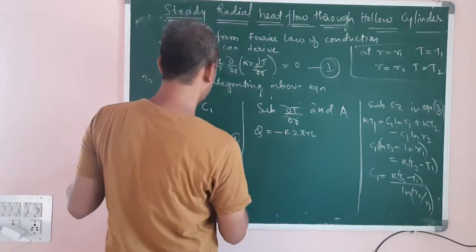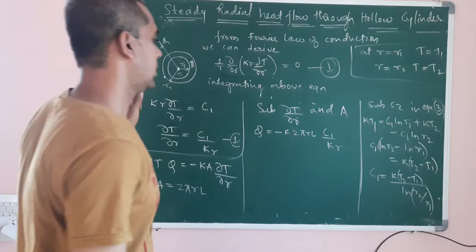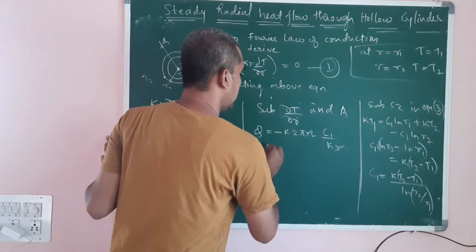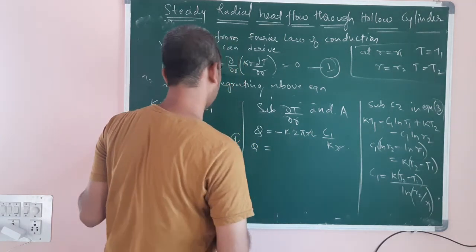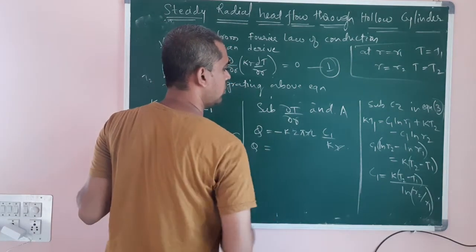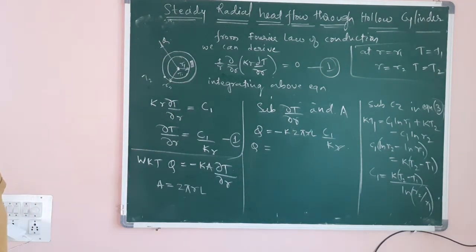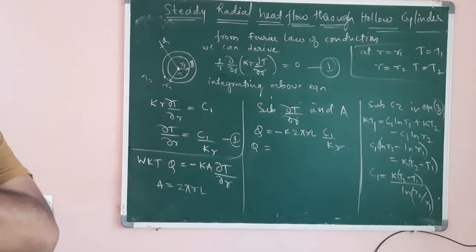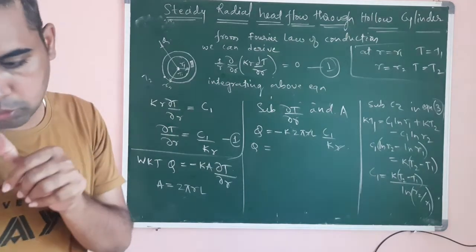A into dou T by dou R is equal to C1 divided by K r. This K r will cancel. What will remain? Q is equal to C1, I will substitute. C1 is equal to K T2 minus T1 divided by ln of R2 by R1.